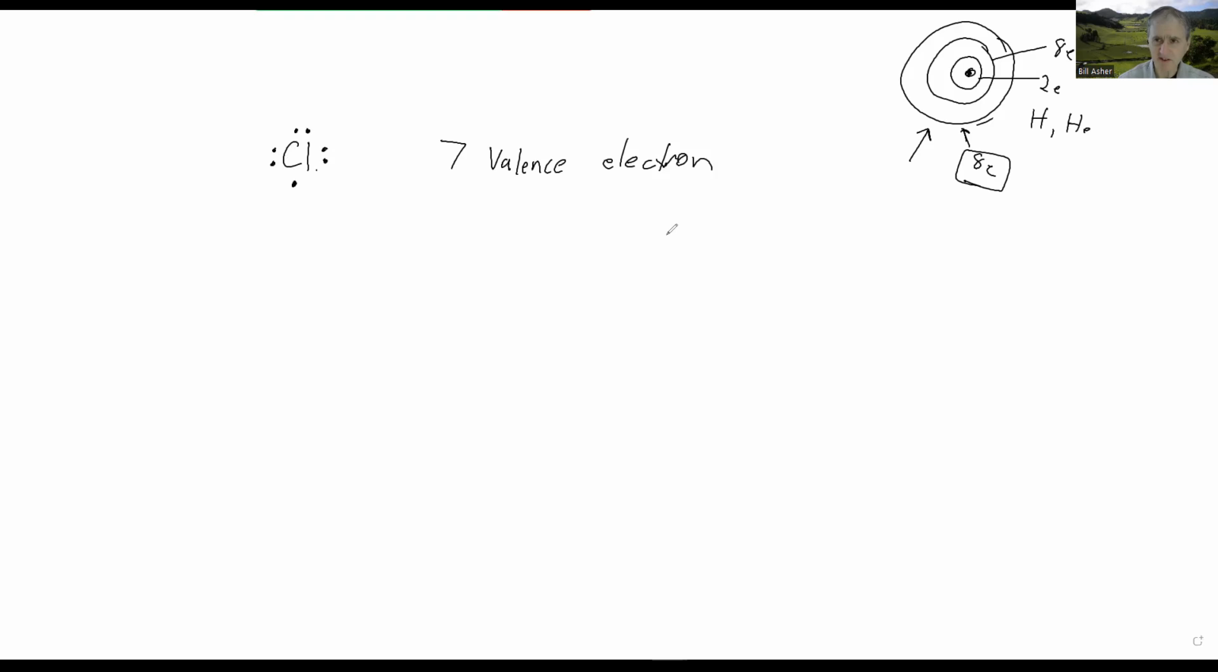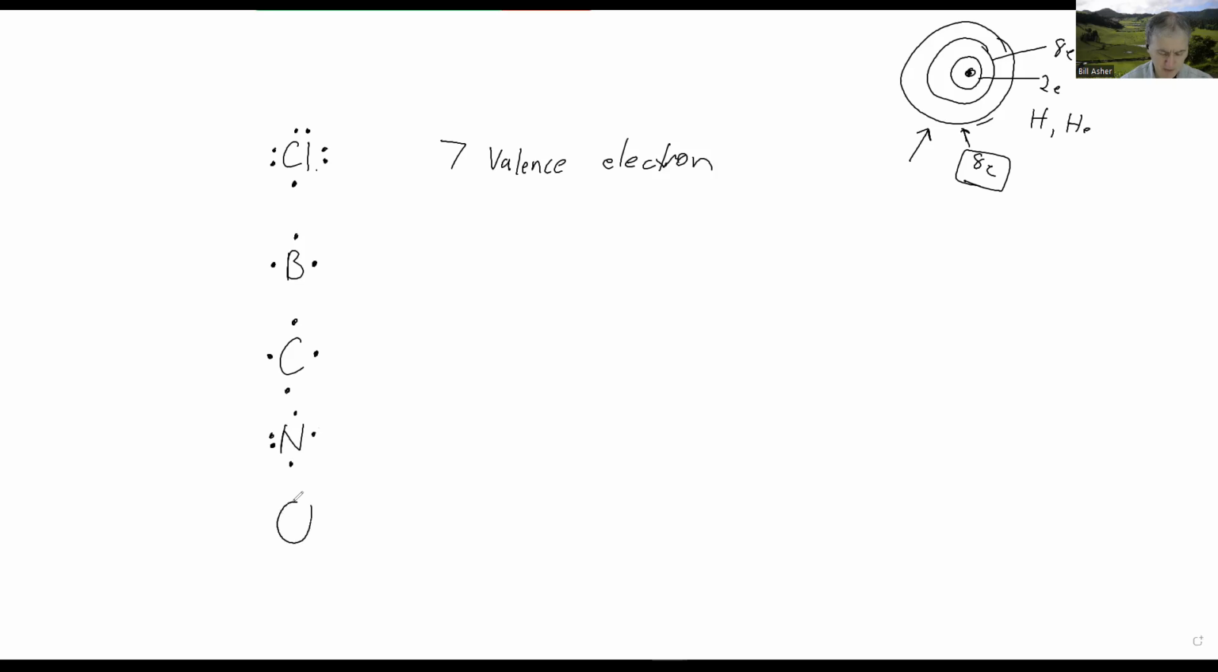Boron, which sits in the 13th group, has 3 valence electrons. Boron would have 3 electrons. So we fill them up, right? Carbon has 4. Nitrogen has 5. And then you add 1 more, so that has a pair.